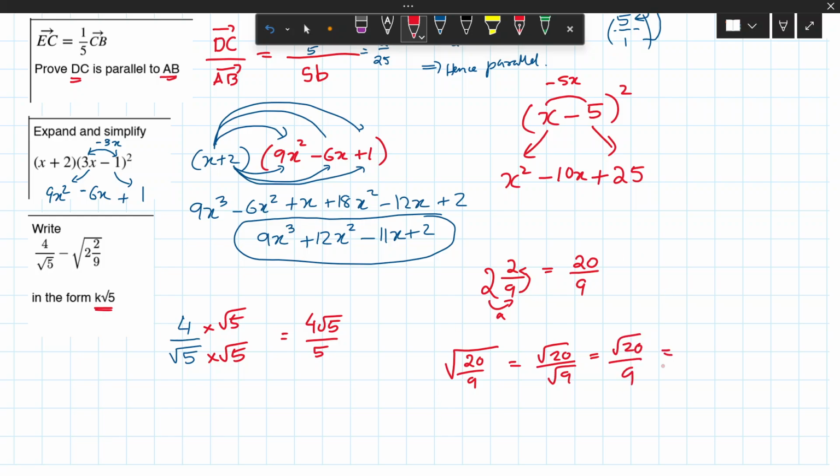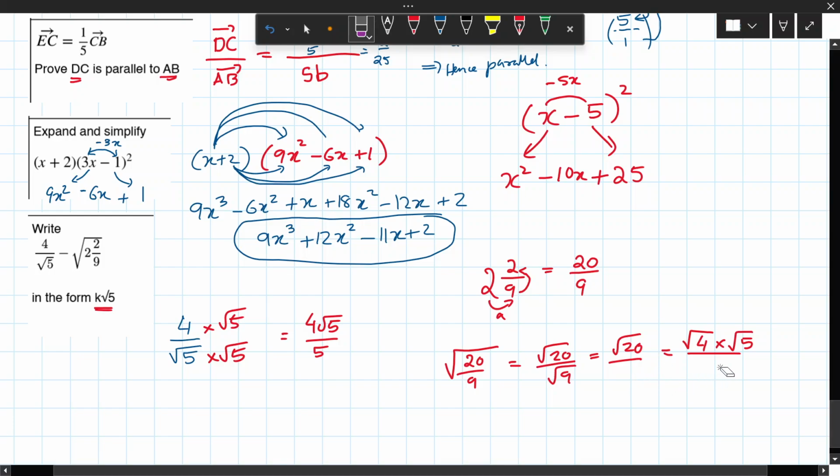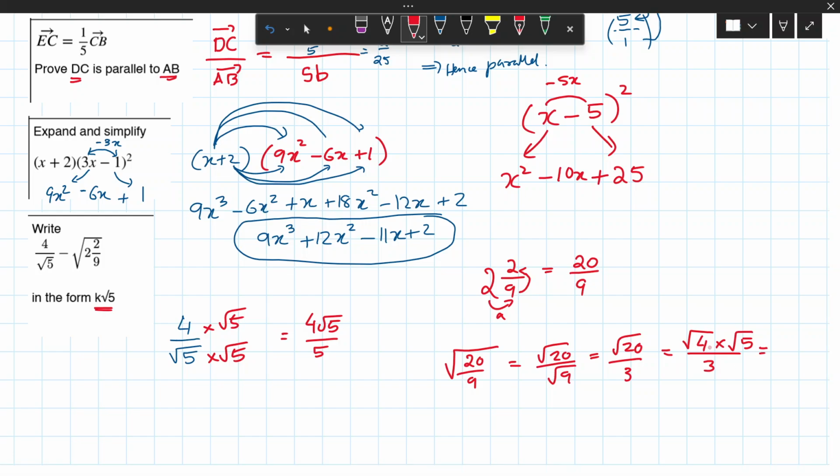Now square root 20, I can simplify that. So think of a square number which you can multiply to get to 20. 4 is a square number, which means I can split this as square root 4 times square root 5. The denominator, because I square rooted it, should be 3. And square root 4 is 2. So now I have 2 root 5 over 3.